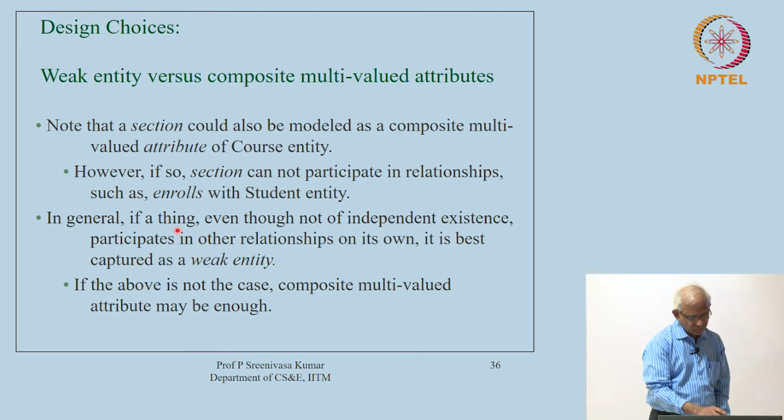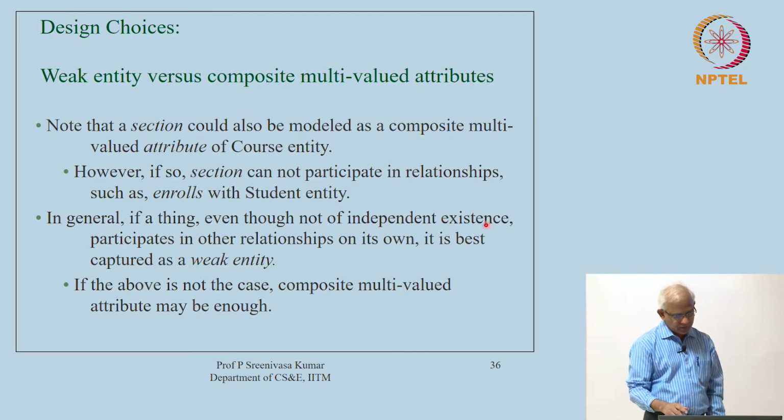So, in general, if a thing, even though not of independent existence, participates in other relationships on its own, like our section did, it is best captured as a weak entity. If this is not the case, then you can go ahead and model it as a composite multivalued attribute. So it all depends on the domain we are modeling and the usage of this information in the domain, and based on that we have to make all these design choices.